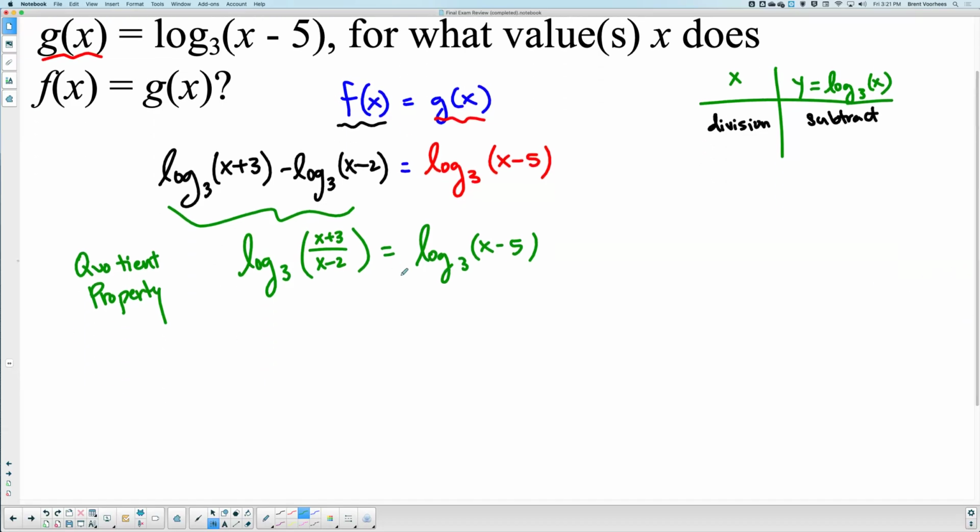Now from here, both logarithms are isolated, so to get rid of them we use the one-to-one property. Basically, I'm going to exponentiate both sides by 3. The 3 and log base 3 cancel, and so we're left with x plus 3 over x minus 2 is equal to x minus 5.